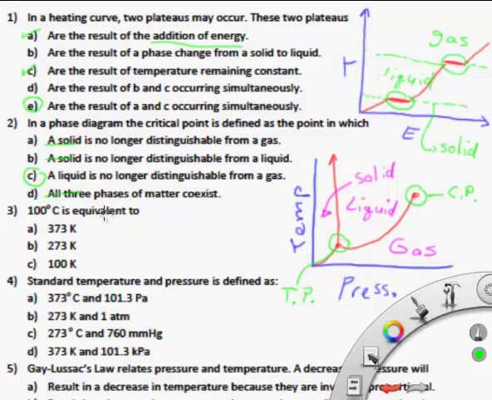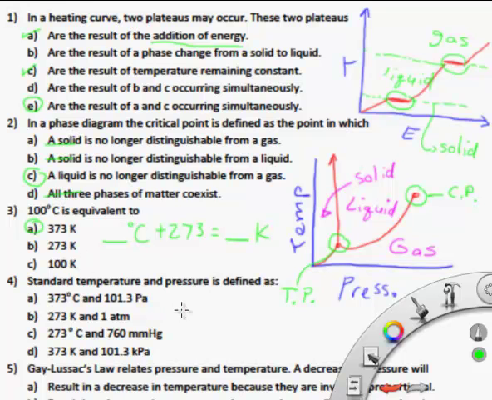Number 3, 100 Celsius is equivalent to blank degrees C plus 273 equals blank Kelvin. All right, that's the formula for converting from Celsius to Kelvin. Input 100 there, you end up with 373 Kelvin. Little side note, you notice there's never a degree mark with Kelvin. There's only degree marks for Celsius and Fahrenheit.